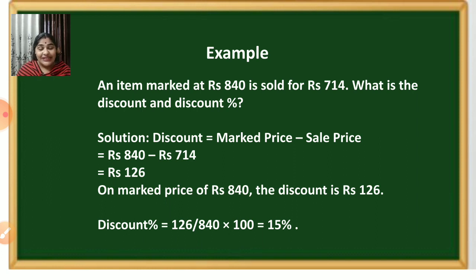Now how to find the percent? That is, discount percent will be equal to how much discount is given, that is discount divided by marked price multiplied by 100. So discount is 126, so you will take 126 whole divided by marked price, that is 840, multiplied by 100. And when you solve this, you will get that discount percent is equal to 15%. So this is an example of how you can find out the discount or discount percent when marked price or selling price is given to you.